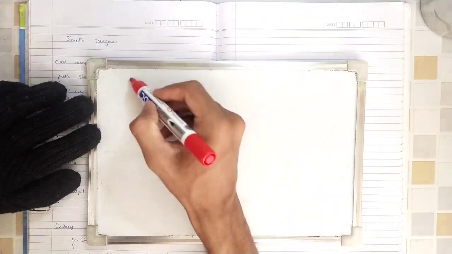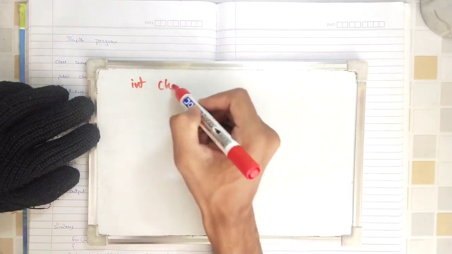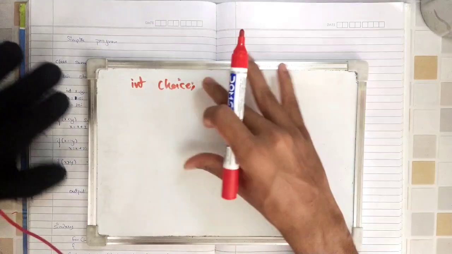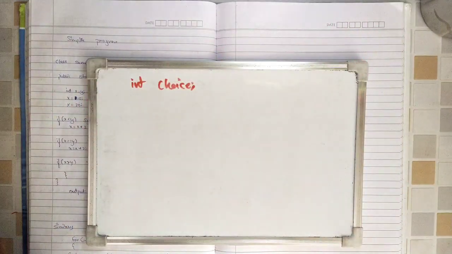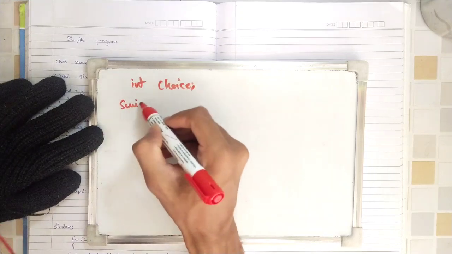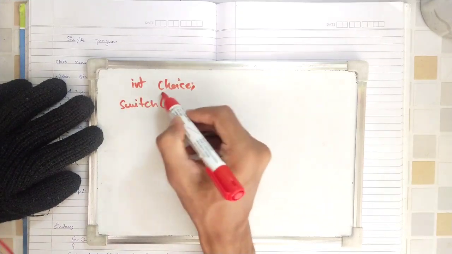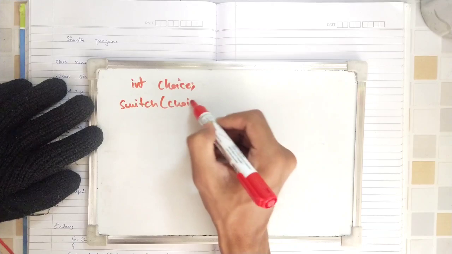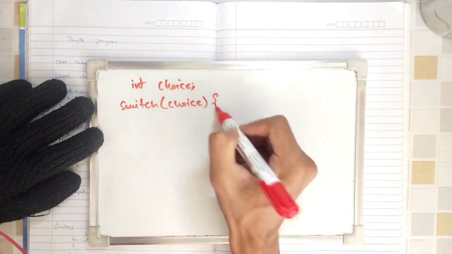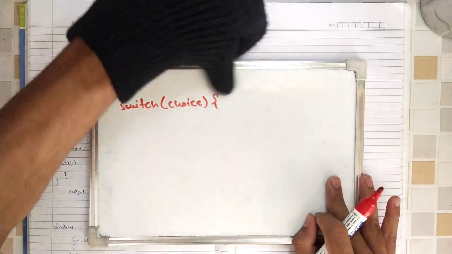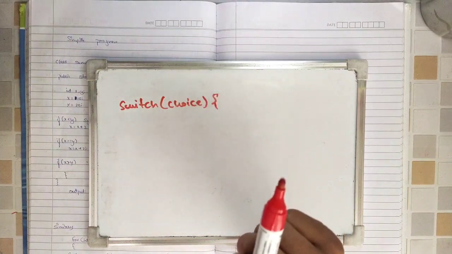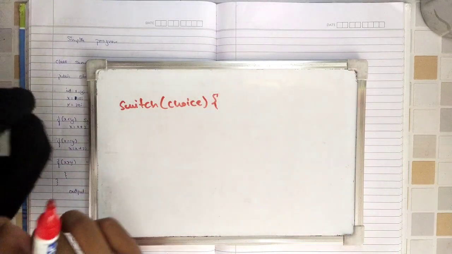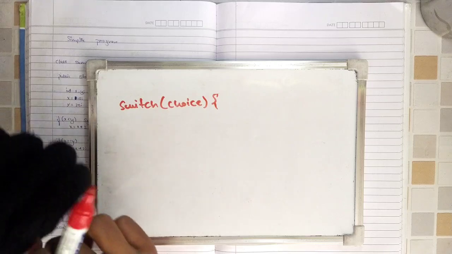So we can declare int choice. Whatever I am writing here comes under the main function, your public static void main. Now I will write switch and put this choice inside it, and I'll open this. Inside the switch I'll have the variable which I want to switch on. It can be a user input variable.